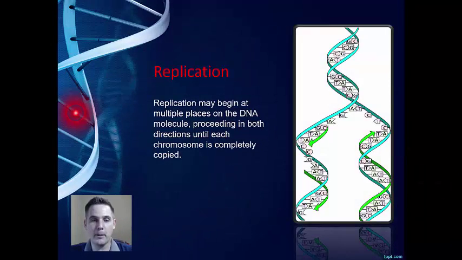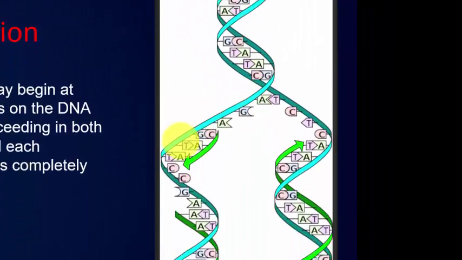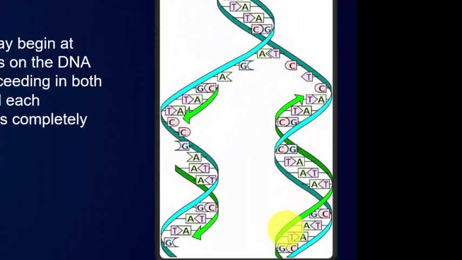And replication can begin at multiple places along the DNA molecule. There's many different places it can start. There's no one for sure, always has to stop and start here, proceeding in both directions until each chromosome is completely copied. So up here you see a complete chromosome being unzipped and two new strands coming up to meet it to make two new sets of chromosomes, two new sets of genes.